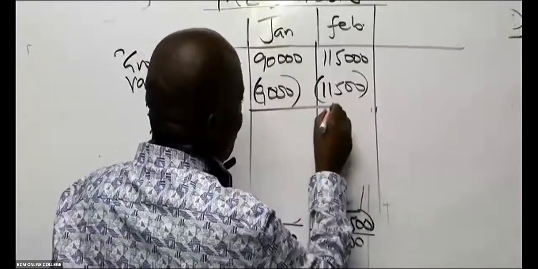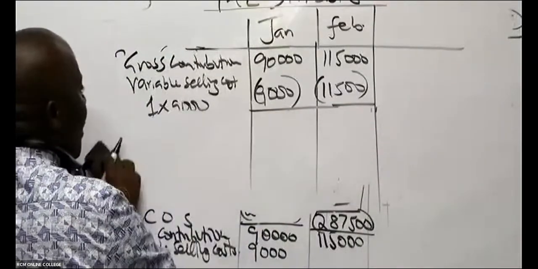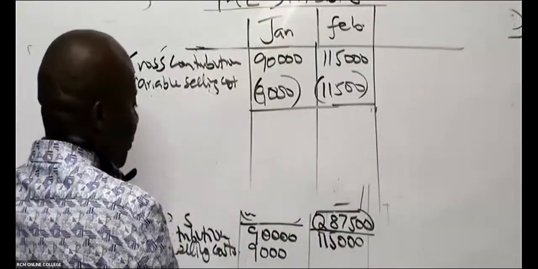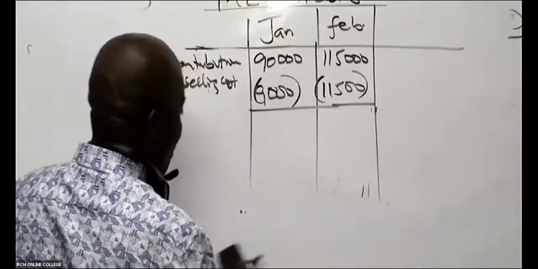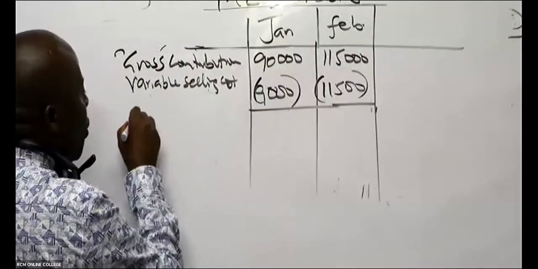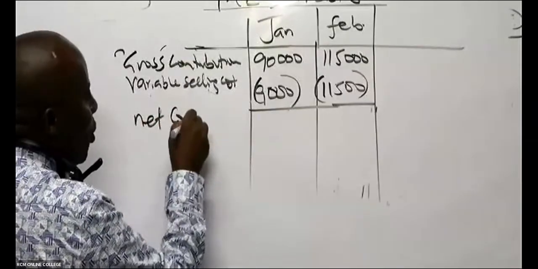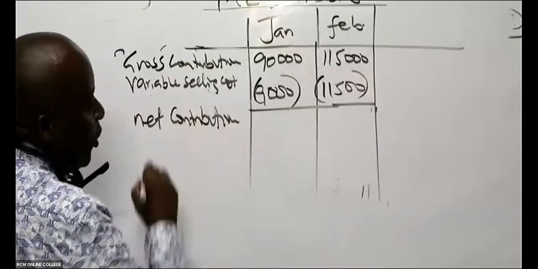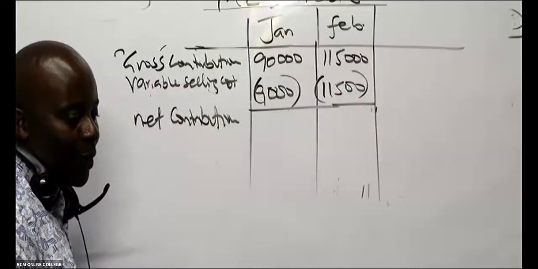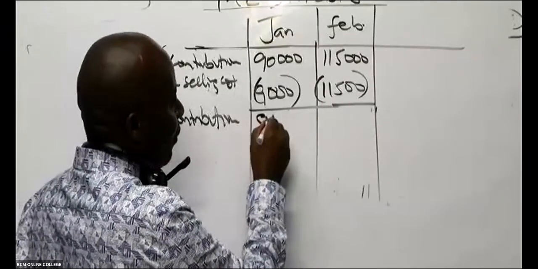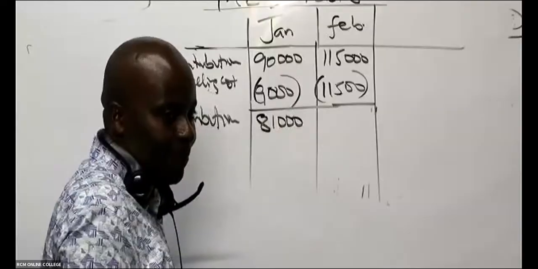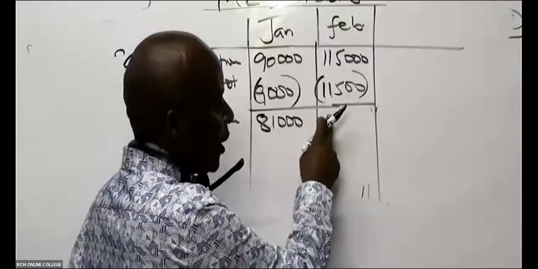And then you'll be able to come here and give us what we call net contribution. So net contribution here, I'm being given 81,000, isn't it? 81,000. How about this one here?